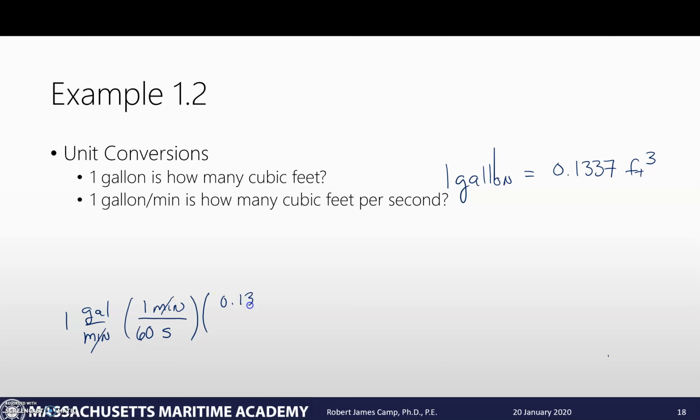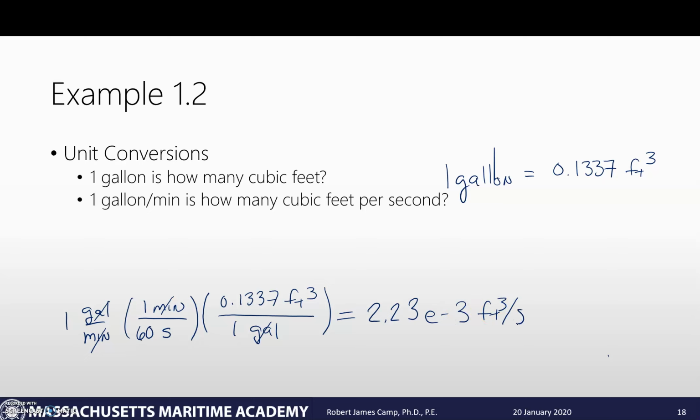Well, we know that 1337 cubic feet is 1 gallon. So the gallons will cancel out. So now you can see I'm left with cubic feet per second. And I just multiply that through: 2.23 times 10 to the negative 3 cubic feet per second.